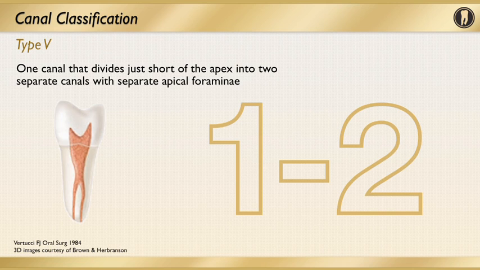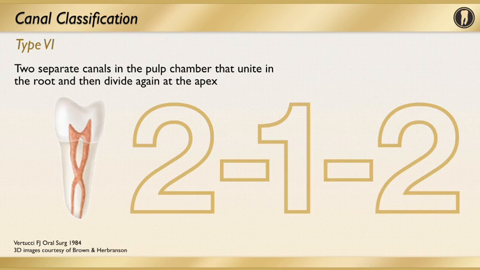An even more difficult tooth to treat is the type 6 classification, or the 2-1-2. You have two canals leaving the pulp chamber, then merging somewhere in the root, and then splitting again and having two separate foramina. Very difficult tooth to treat. These are the cases where you're going to need active irrigation, such as the EndoActivator or passive ultrasonic irrigation, or PUI.